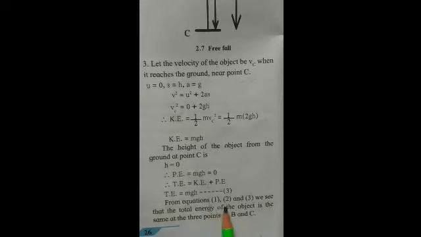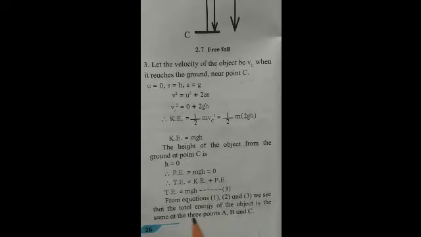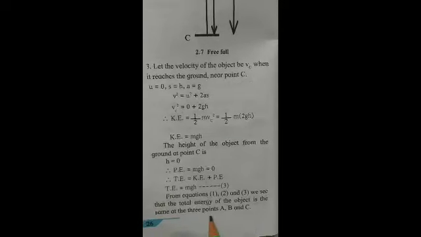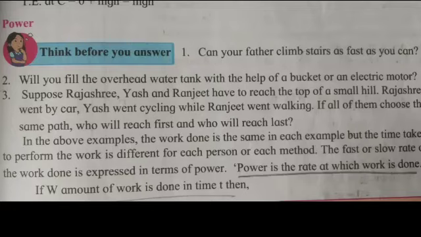From equations 1, 2 and 3, we see that the total energy of the object is the same at the 3 points A, B and C.